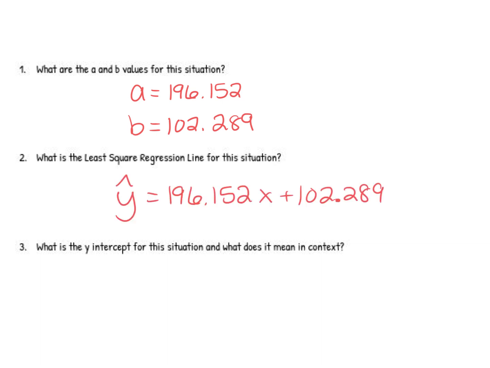Okay, hopefully you got a chance to do that. You take your A, you plug it in front of that x. You take your B, you plug it in at the end. It was positive, so I put plus 102.289. And there we have our regression equation.